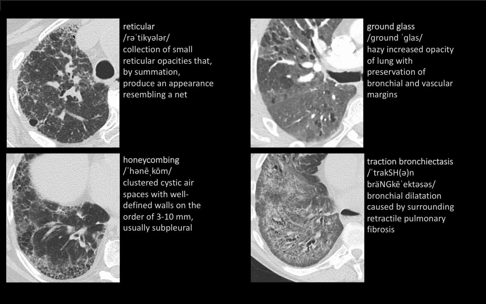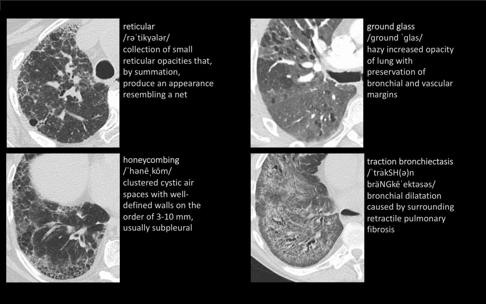Now, this is a sign of fibrosis, but it doesn't always mean fibrosis. Patients can have reticulation in the lung for other reasons, such as infection or pulmonary edema. So you have to be careful in calling reticulation fibrosis. You have to make sure that there are other signs before you call it definitely fibrosis. One of those signs is traction bronchiectasis.